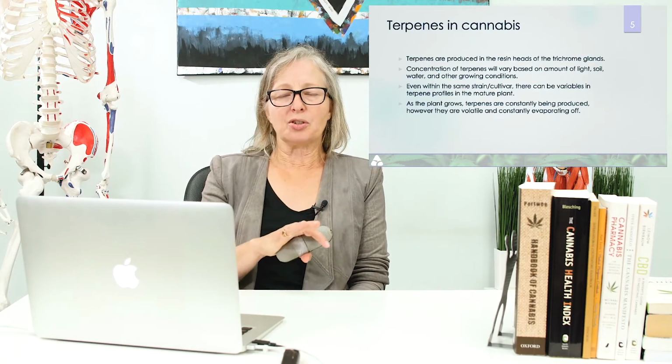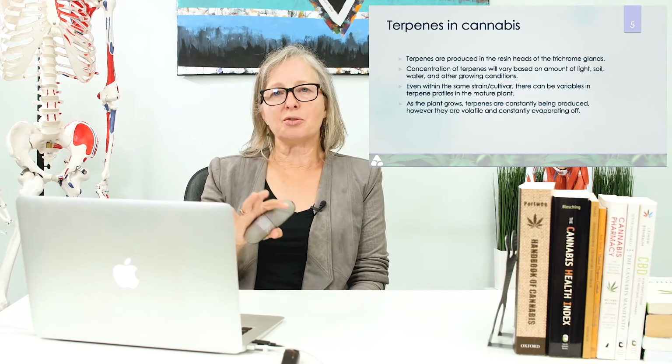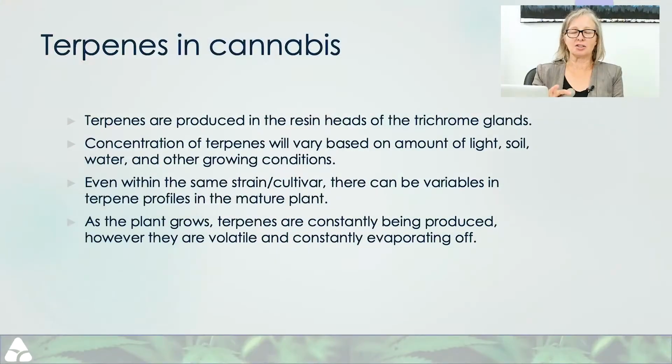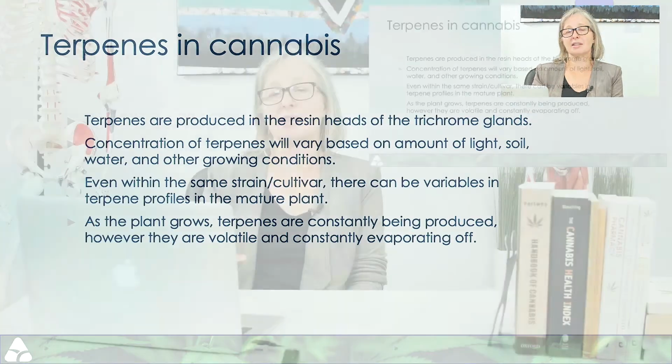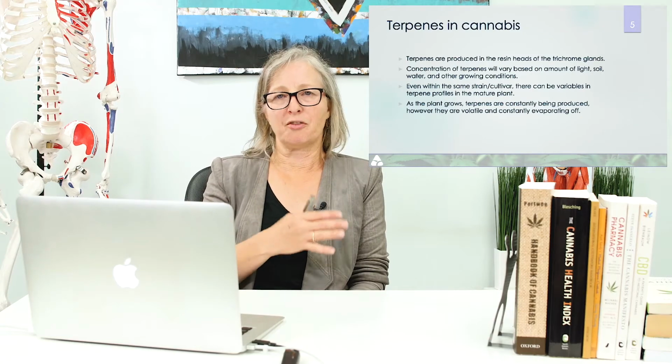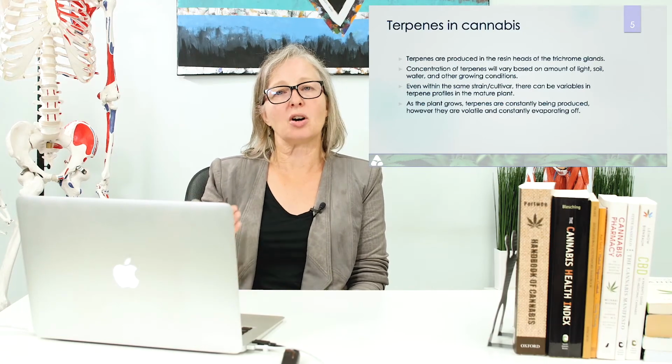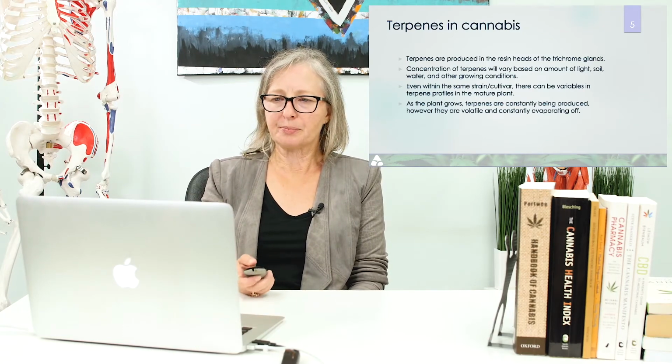As we talked about, terpenes will develop in the resinous heads of the trichome glands within the cannabis. The concentrations of terpenes in even the same species, or the same cultivar of a plant, will vary based on the amount of sunlight that they get, the soil conditions, how it's watered, humidity, when it's harvested, those kinds of things. So they can vary from batch to batch as well, just based on different growing conditions.